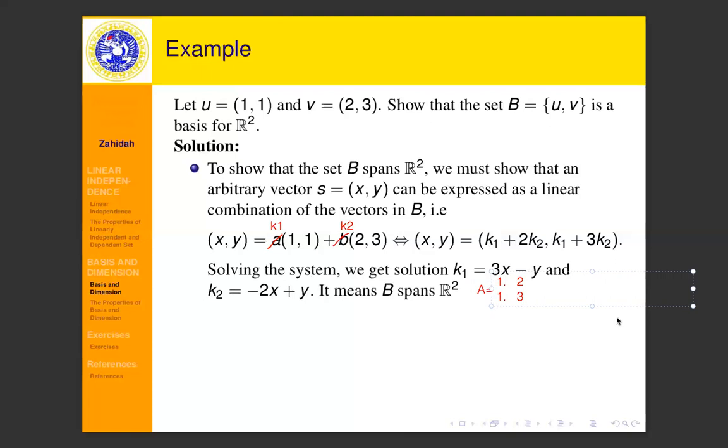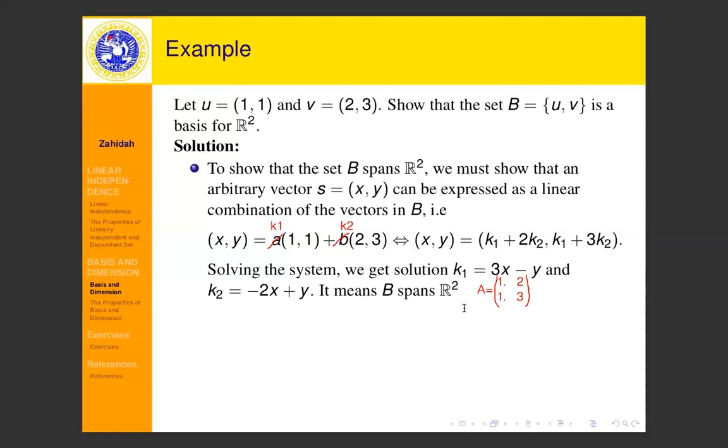Now, if we compute the determinant of A, we have not 0, right? 3 minus 2, 1. So it means the system is consistent for all k1 and k2. It means u and v span R2.